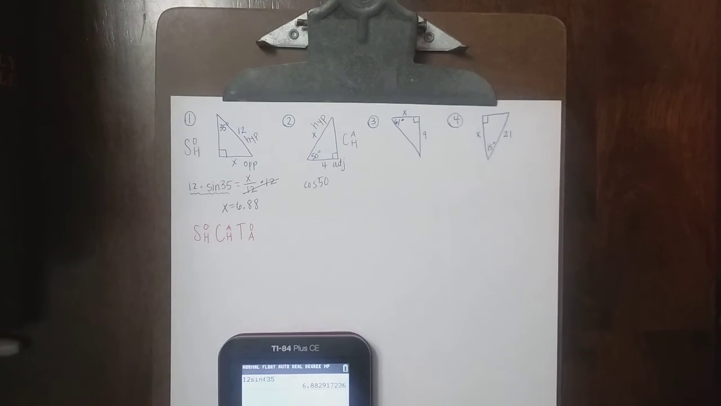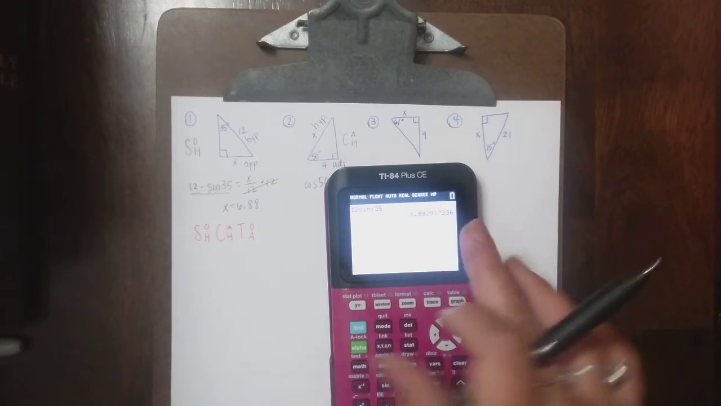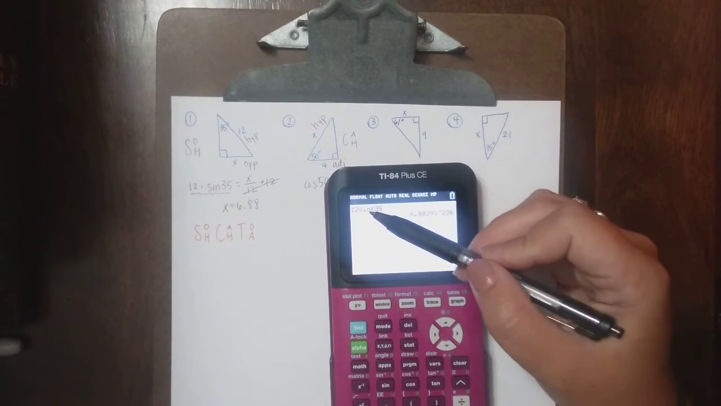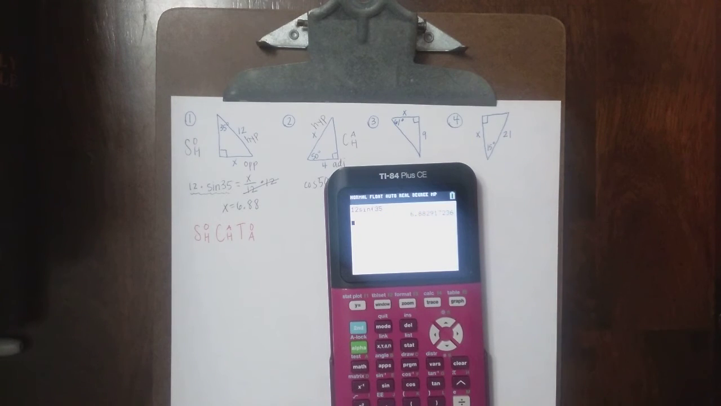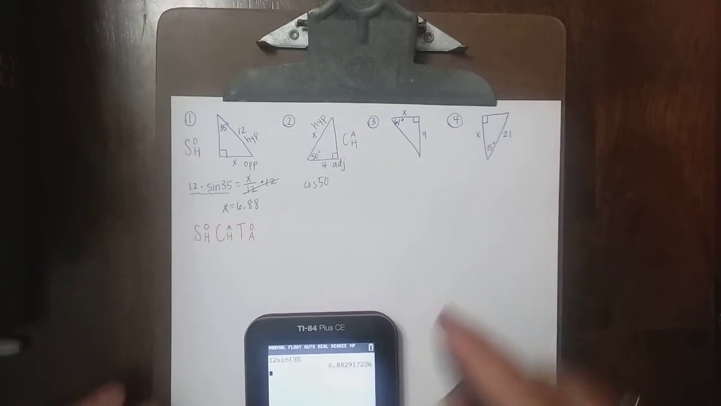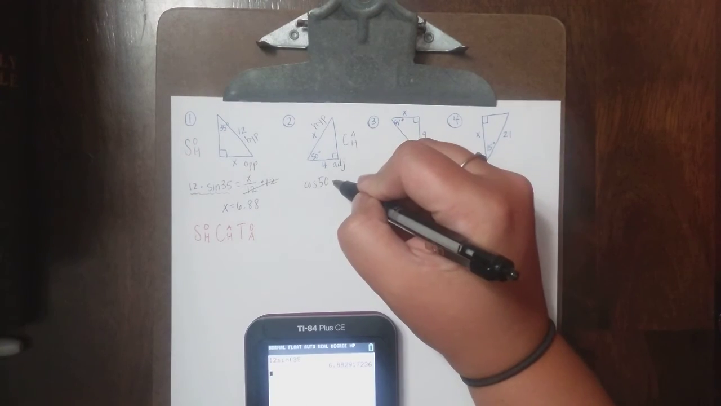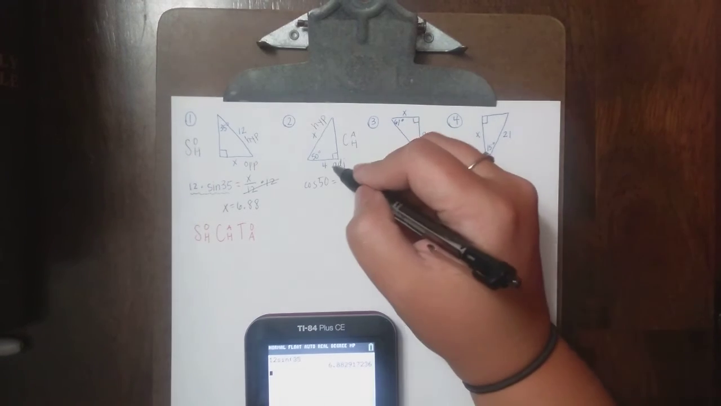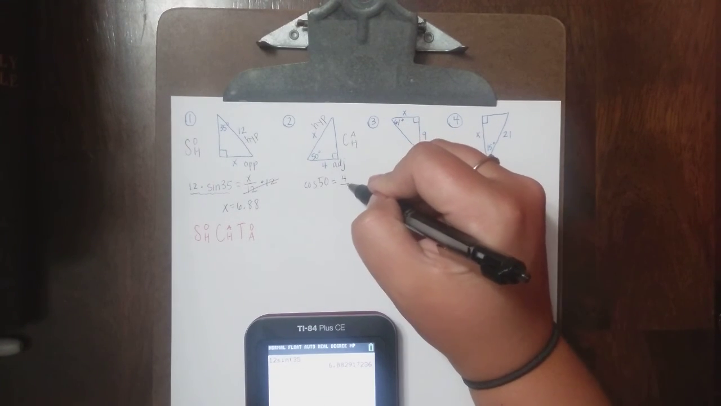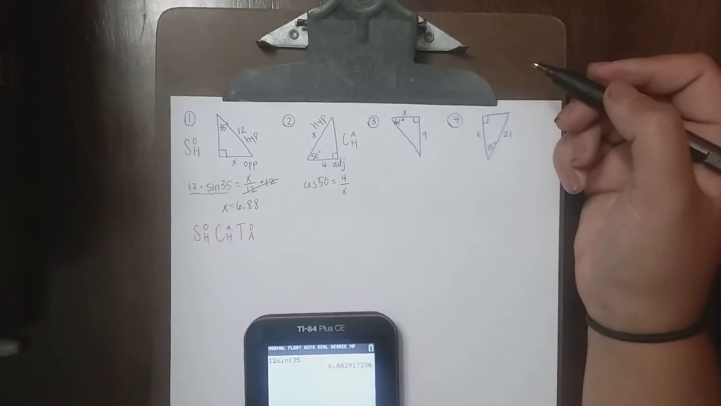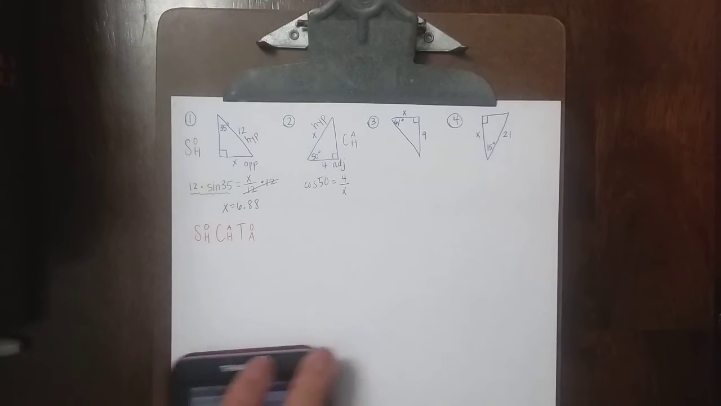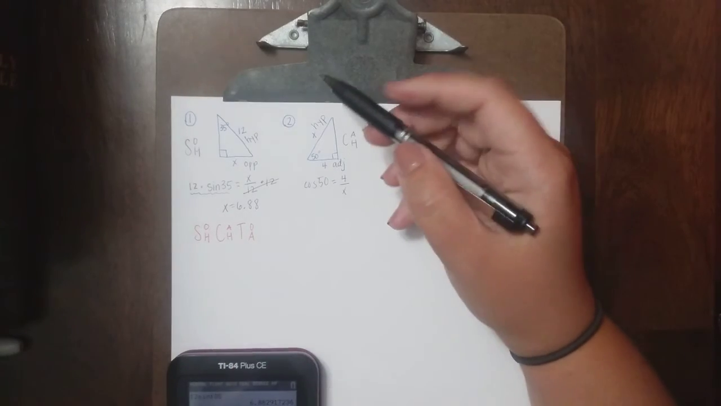Okay, and this is just like if you see the parentheses here on my calculator, it's sine of 35. The angle is inside the sine. So it's not cosine times 50, it's cosine of 50. And then I've got equals adjacent over hypotenuse, so 4 over x.